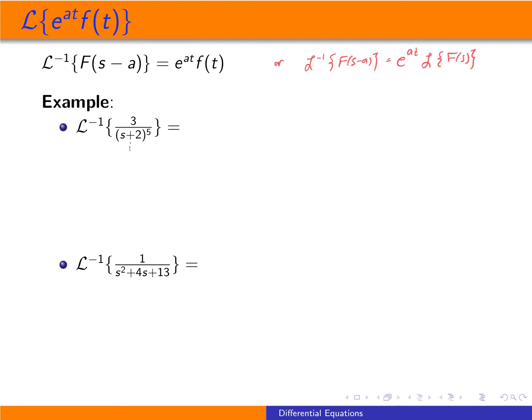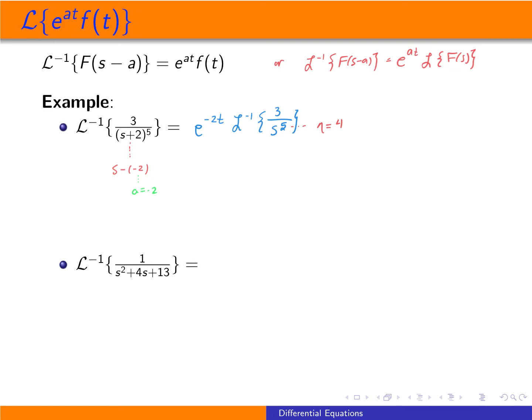Note that s plus 2 raised to the 5th power is of this form s minus a, with a equal to minus 2. So our a value is minus 2. So this would be e to the minus 2t times the inverse transform of the function without the shift. So that would be 3 over s to the 5th power. Now what remains is just a familiar problem. So our n value here is 1 less than 5, so it's 4.